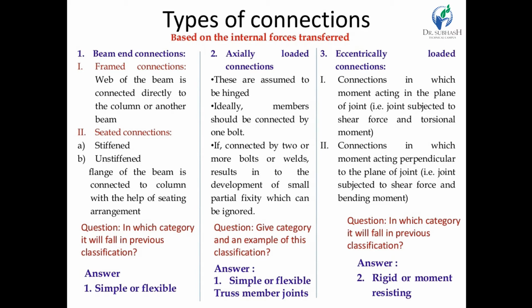Now axially loaded connection. These are assumed to be hinged, and ideally the member should be connected by one bolt. If connected by two or more bolts or welding, it results in the development of small partial fixity, which can be ignored. So these connections are taken in the category of simple or flexible truss member joints.